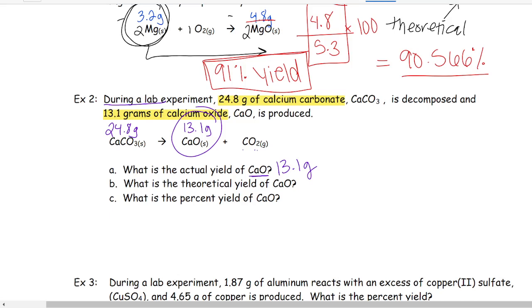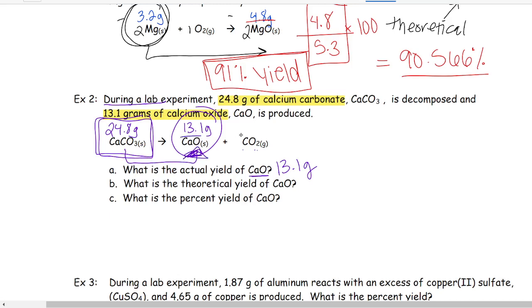Then the theoretical yield was not given to me, but I can calculate it. You won't use your actual yield to calculate theoretical. You need to use the given amount of reactant. What the theoretical yield truly means is that if I start with this amount of reactant, how much of that product should I have been able to make?